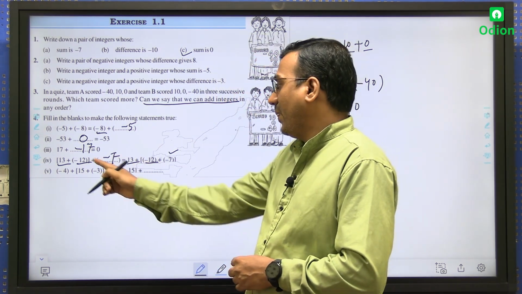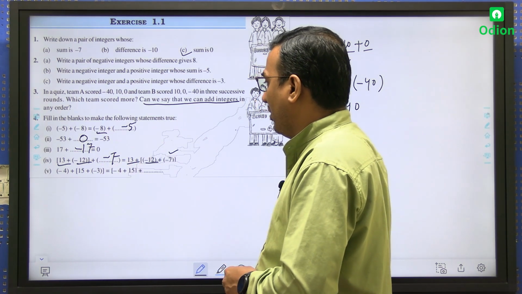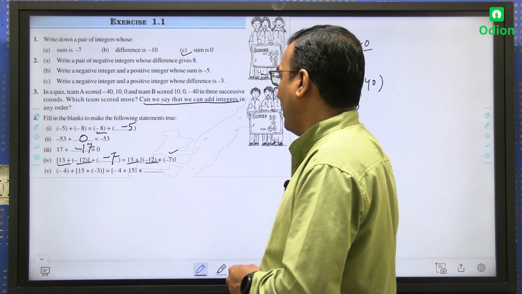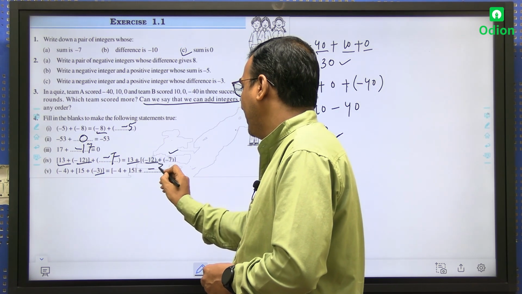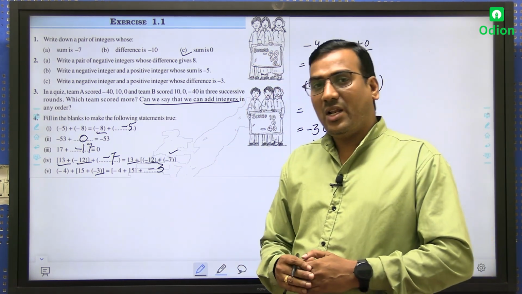Okay, finished. Then go for the last question. Minus 4, 15, minus 30, minus 3, minus 4, 15. Which number is missing? Minus 3. Just write this number in the blank. The first exercise 1.1 is already completed.